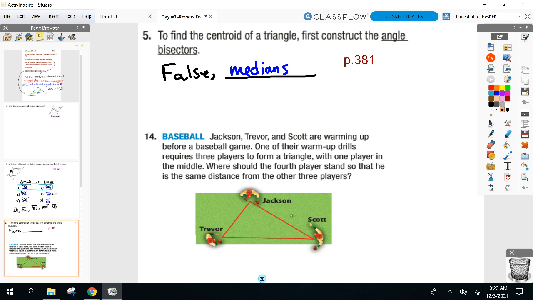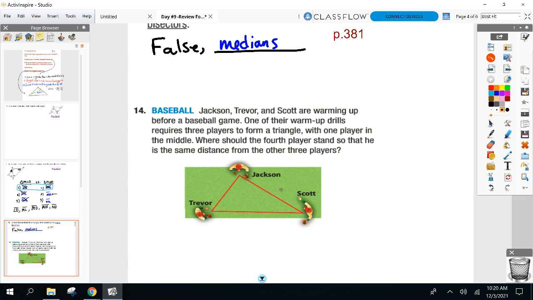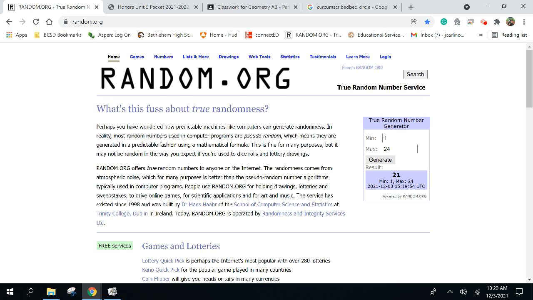I'm going to go to number 14 in your book. Let me sum up this problem. I've got 3 players warming up for a game. A 4th player wants to come in, but he wants to be the same distance away from these 3. Where should he stand? I'm not asking for the exact point, but the name of the point. He or she should stand at the blank.